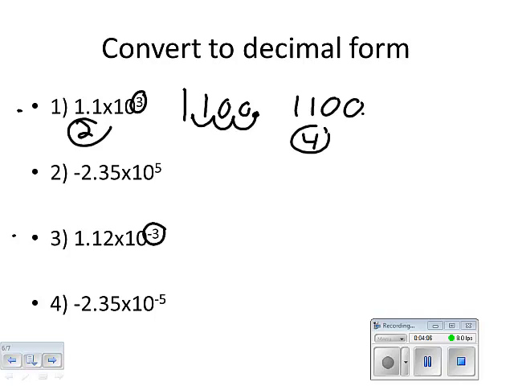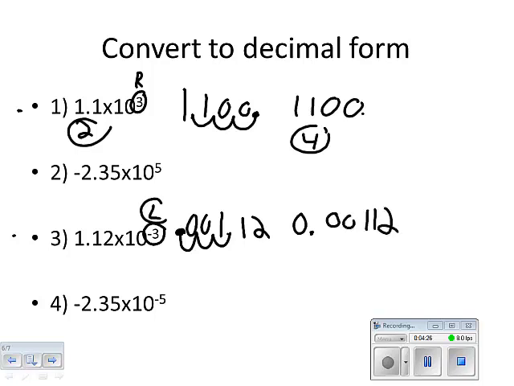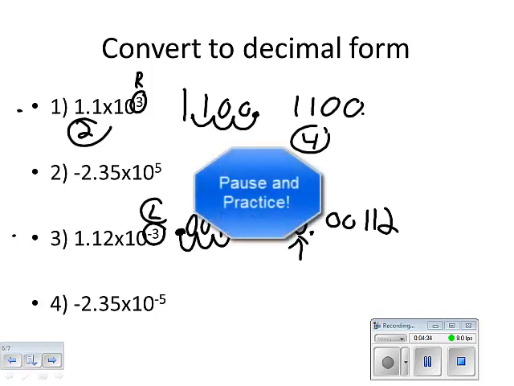So we take 1.12. We're going to move the decimal to the left, 3 spaces. So 1, 2, 3. Now our new decimal place is right here. We have 2 empty spaces that we're going to fill with zeros. So that number becomes 0.00112. We had to add the 0 here because it has to have a place there. So go ahead and pause it. Work through numbers 2 and 4 on your own. We'll come back and correct your answers or make sure you're right.